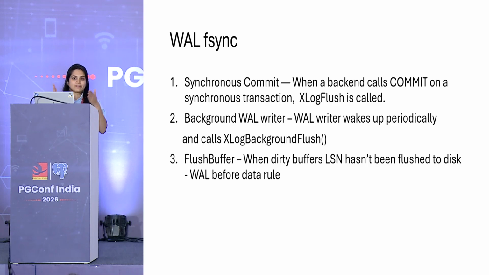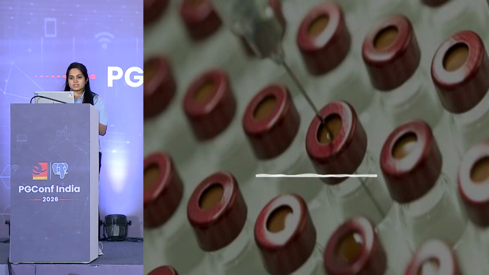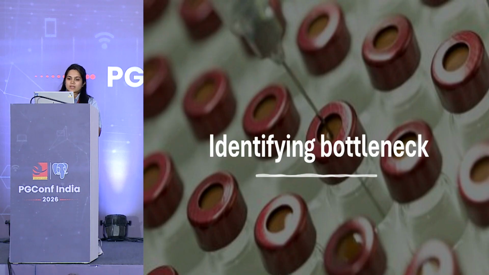And if it is higher than that value, then it will start flushing it to disk. So this is where the WAL sync comes in. Now let us look at identifying the bottleneck.